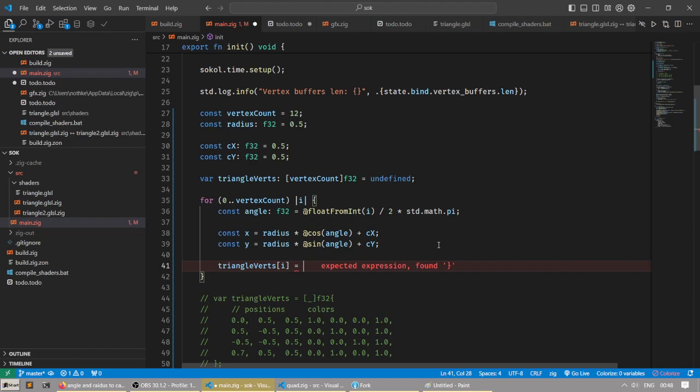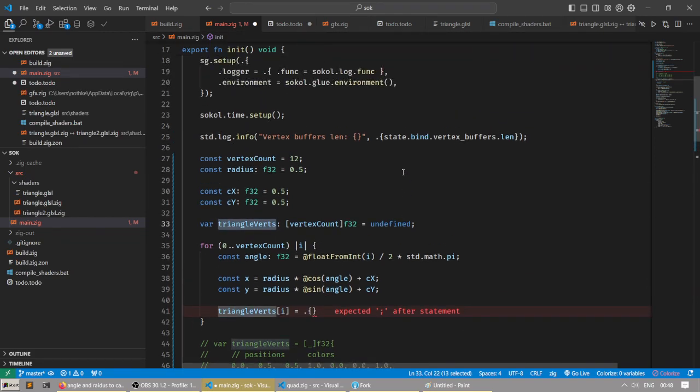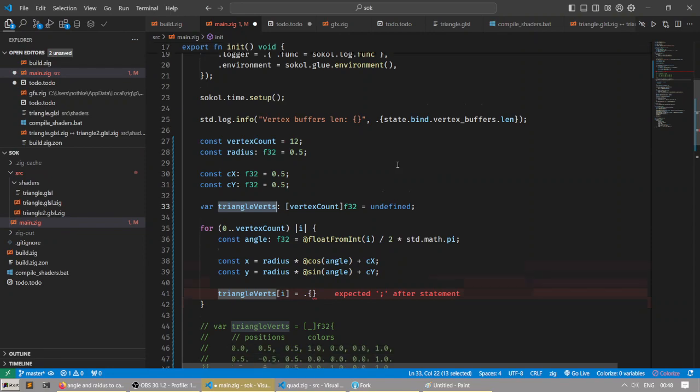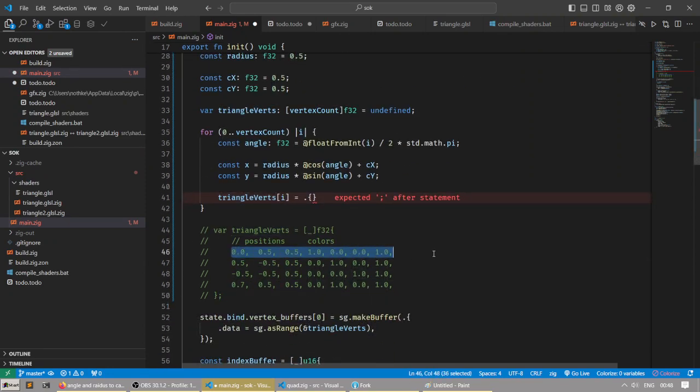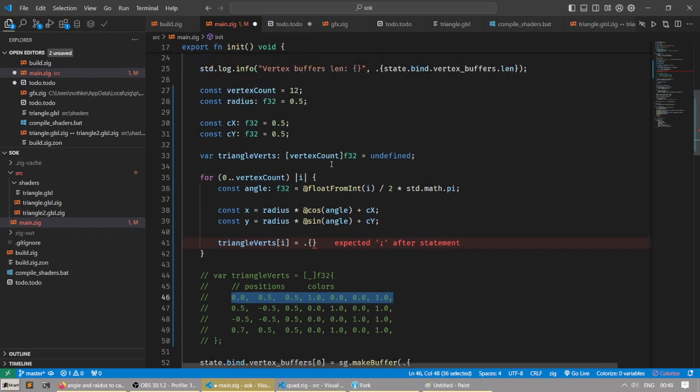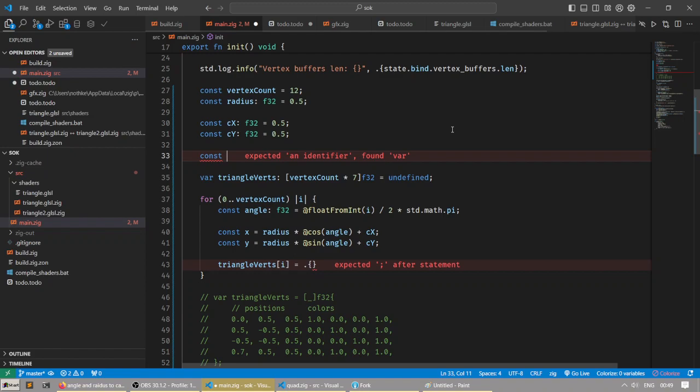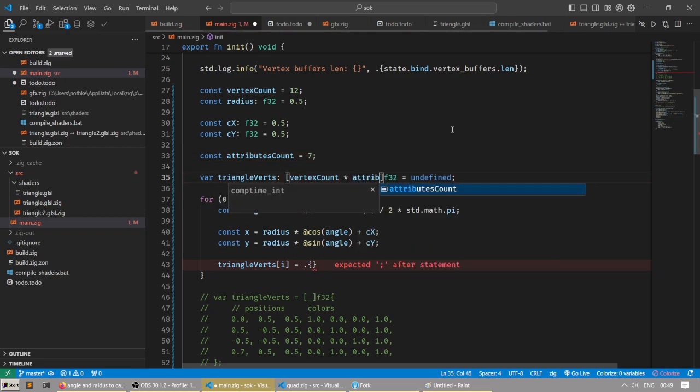and that's going to be equals to, oh yeah, wait a minute, triangle verts is actually not, yes, because we have positions and colors as well. So this is not vertex count. This is vertex count by 7, right? Because there's 3 positions and there's 4 colors. So by 7. Let's call this attributes count or something like that. Let's just not have magic values. Attributes count.